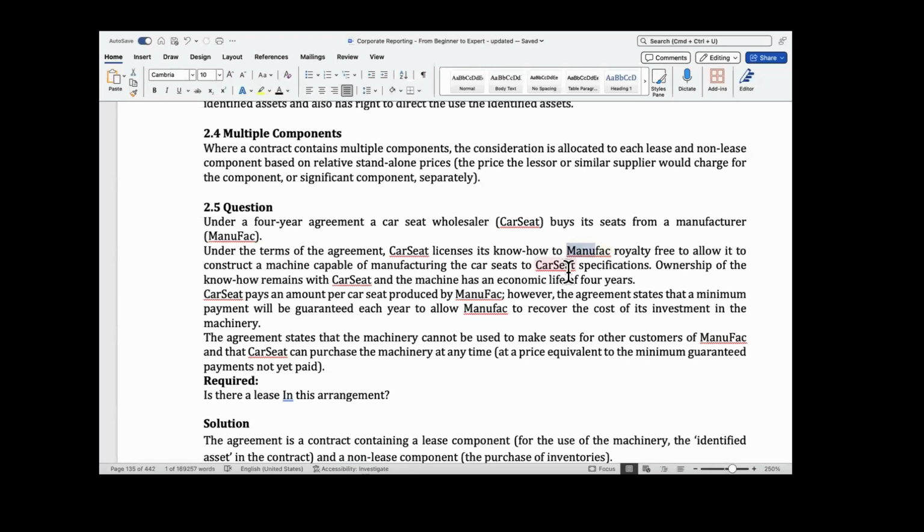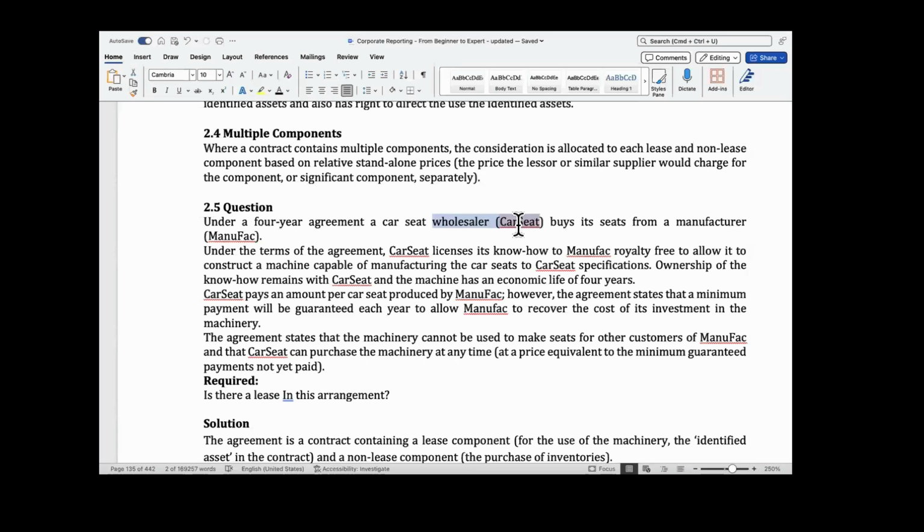Okay, as mentioned, Car Seat gave a know-how to manufacture, like a knowledge or a skill, royalty-free, free of charge. So the manufacturer can build a machine that would be able to produce the car seat to the car seat specification, the way this buyer wants it. Apparently the buyer wants the car seat to be designed in a way that he really likes.